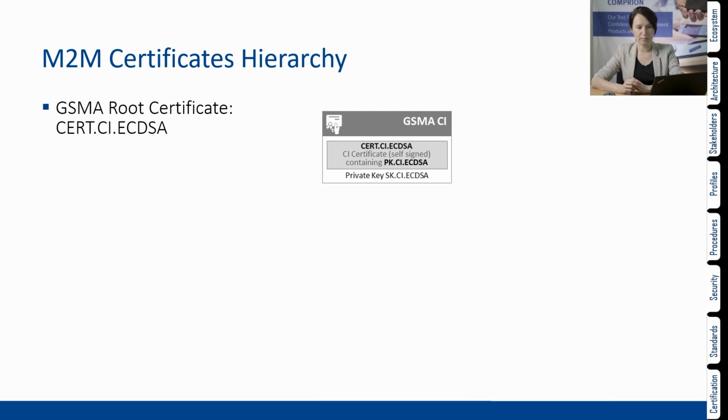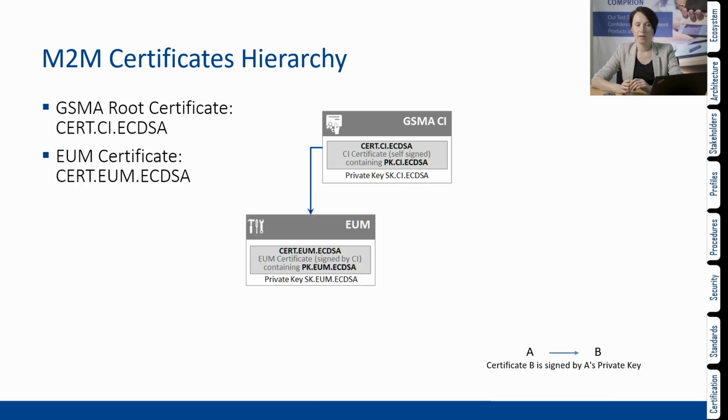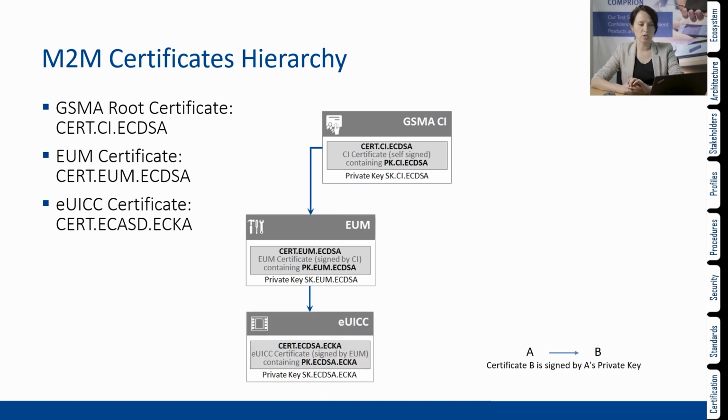The private key is kept secret, but this certificate is publicly available on the GSMA webpage. The GSMA issues a certificate to the EUM, the eUICC manufacturer, and this certificate is called the CERT.EUM.ECDSA. The EUM itself issues certificates for all of the eUICCs under its control. This certificate in the eUICC is called the CERT.ECASD, for the security domain, which is the controlling authority security domain of the eUICC.